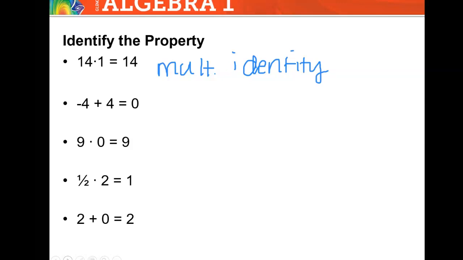Mr. Evan, if I add opposites together and I get 0, what is that?